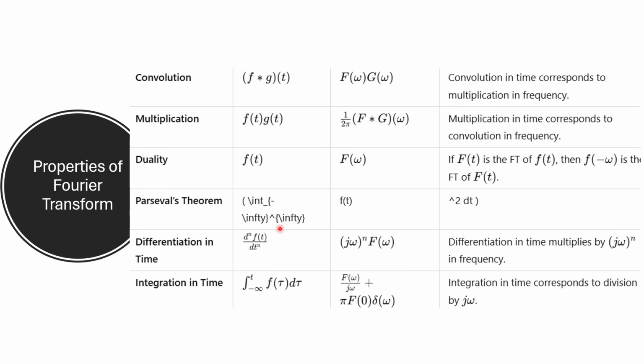The duality property is there. Parseval's theorem is also there, relating the time domain and frequency domain, and then differentiation and integration. Differentiation means whenever you take the differentiation in the time domain, in the frequency domain it will be multiplied by j omega to the power n, where n is how many times you are differentiating the function. Integration means F of omega divided by j omega. So here it will be F of omega by j omega. So these are the properties.